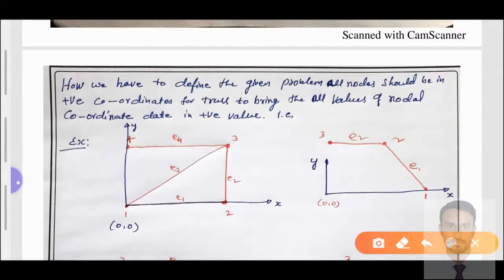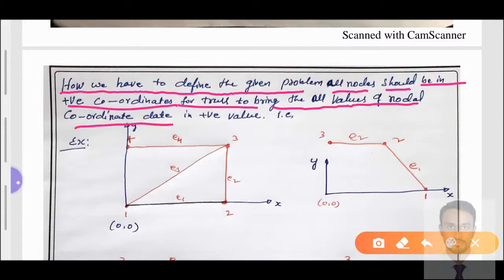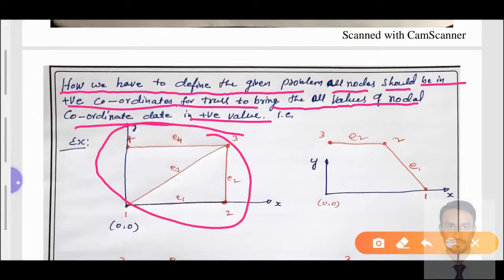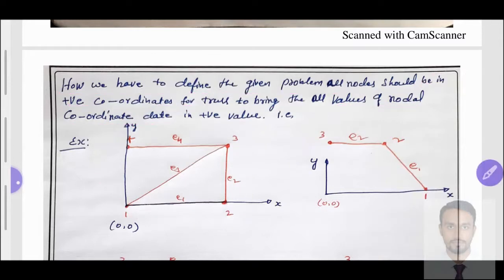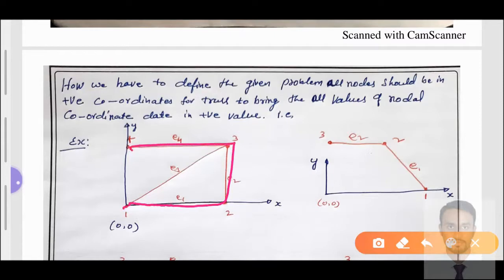See here, the first task of the given problem is how we have to define it. All data should be in positive coordinates. For a truss, to bring all values of nodal coordinate data into positive values, see here, I have given you one example, and with another example we'll get the complete idea. So you can see here where the truss starts, right? This is one of the truss elements which will be given in your external examination, and the axes will not be represented in blue color as I have represented in the figure.